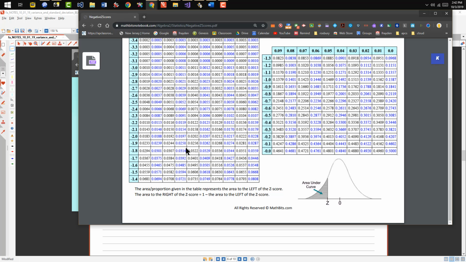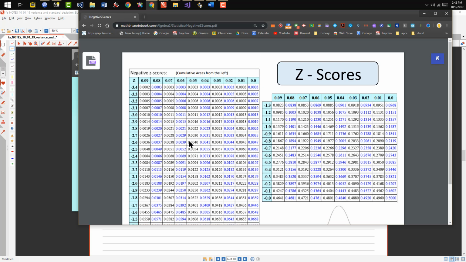Okay, so first of all, how do you look up one of these values in here? Given a z-score, the row that you're going to look in is the first few digits of your z-score. So if I was looking up negative 2.49, I would go to negative 2.4, and then I would add another 0.09 for my column, and that's going to give me 0.0064. So what does 0.0064 mean?